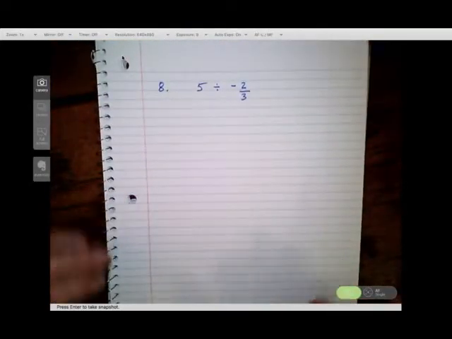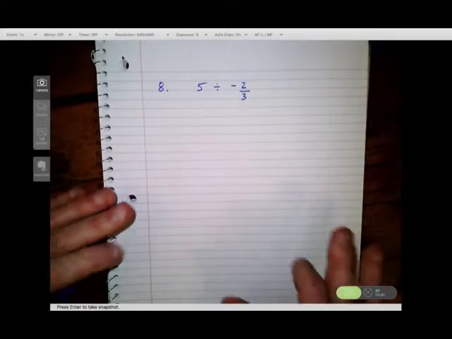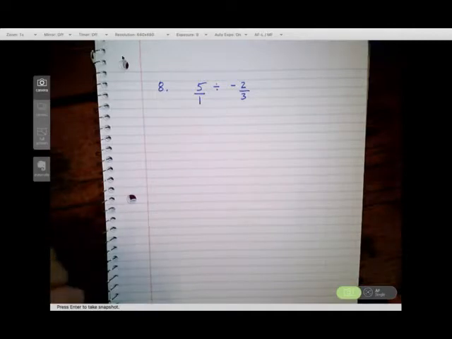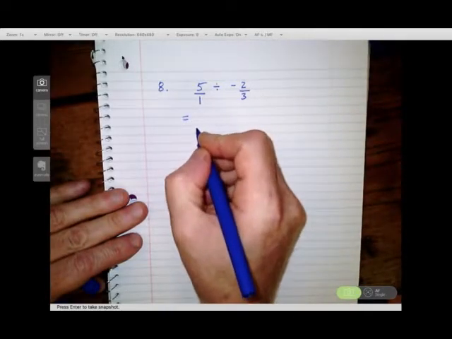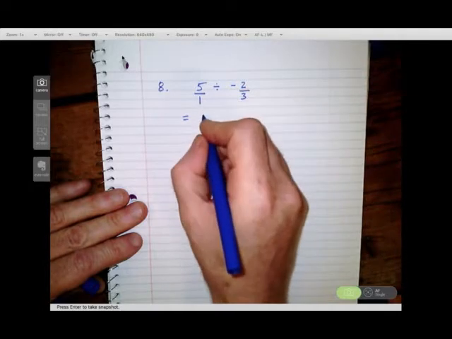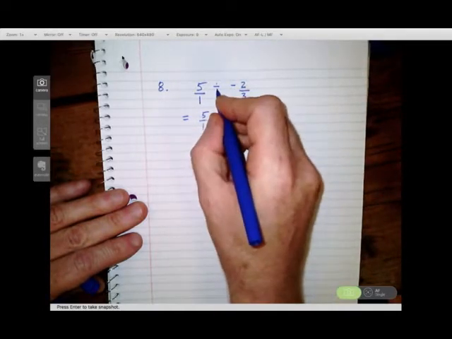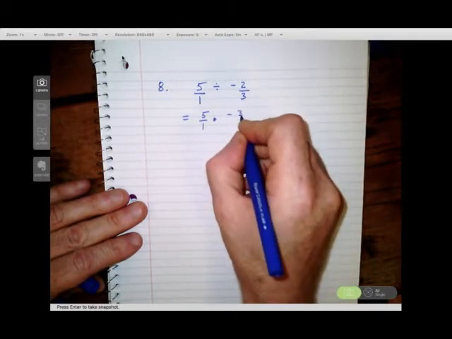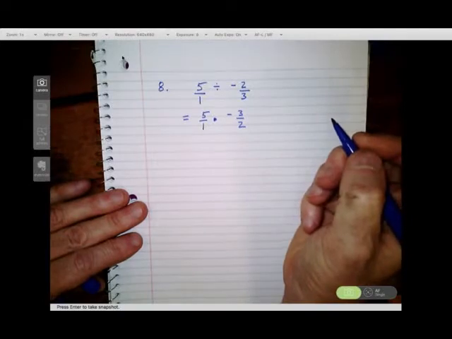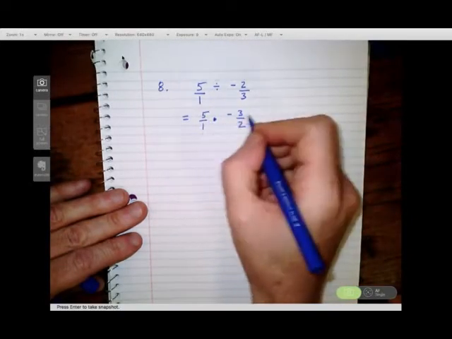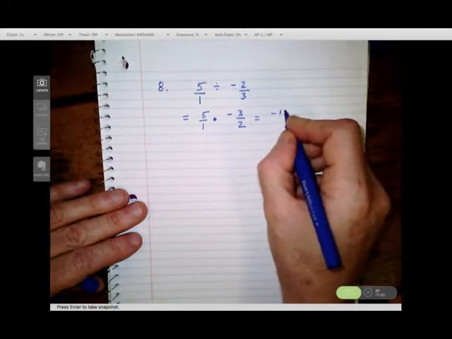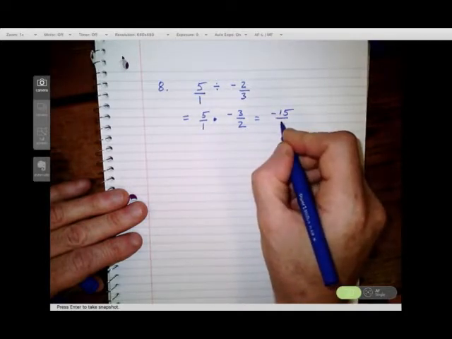Okay, one more here, and I think we're done. Yep, there it is. Okay, so that's got another whole number in it. We'll do exactly the same thing as we did before, and we'll put a 1 down there. Okay, and then we will change it to multiplying by the reciprocal, first fraction exactly the same, does not change. Division becomes multiplication. Second fraction flips over. Okay? And no cross canceling here, nothing we can do. We get 5 times negative 3, which is negative 15. 1 times 2 is 2.